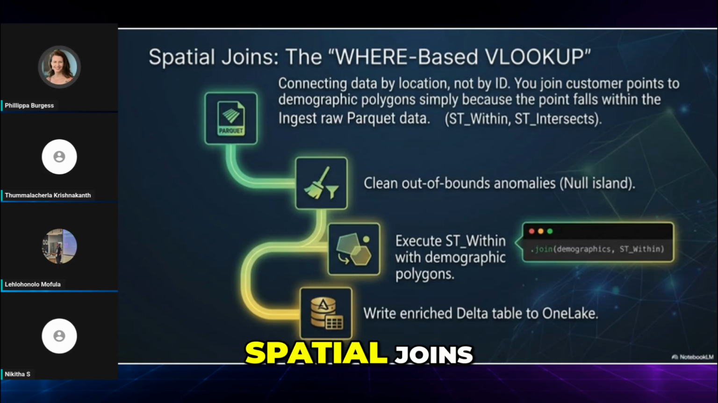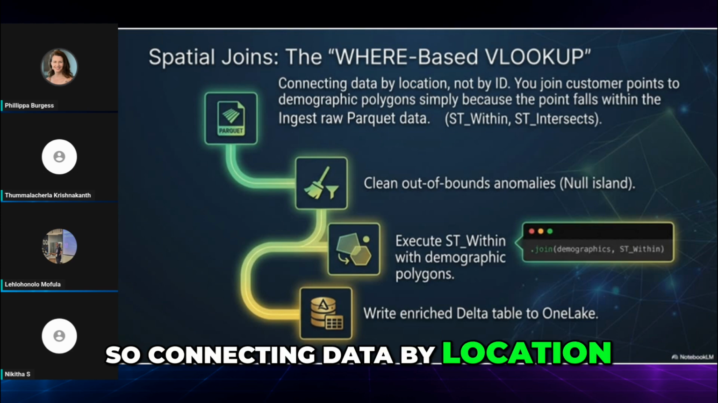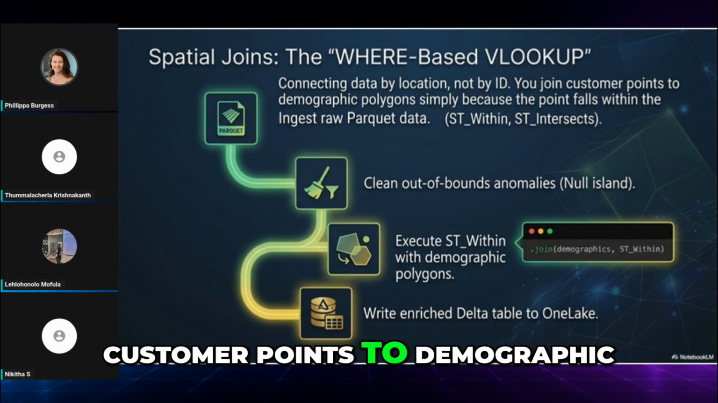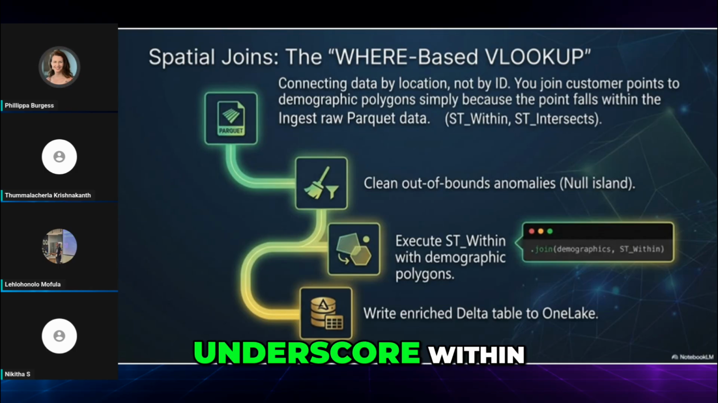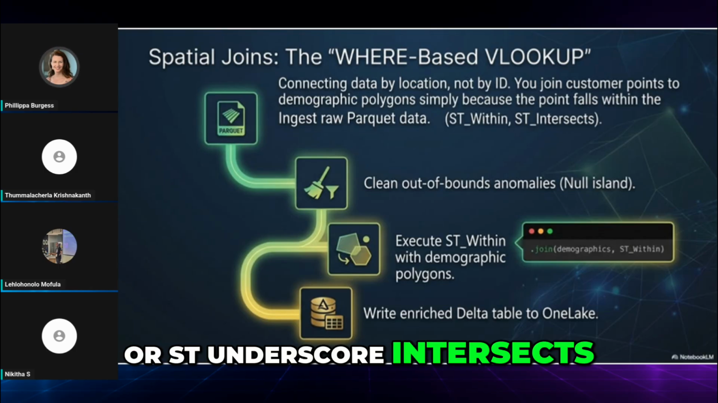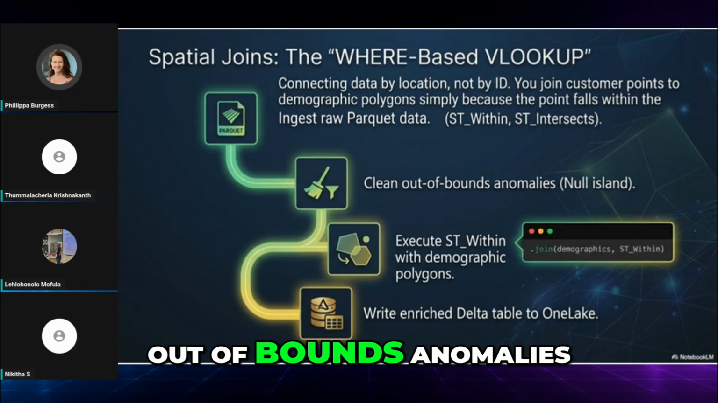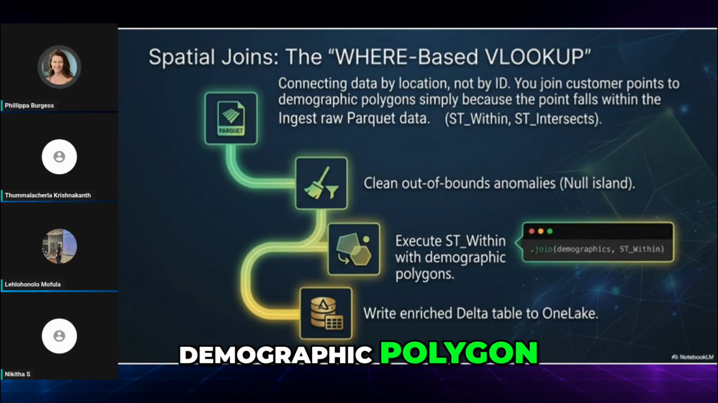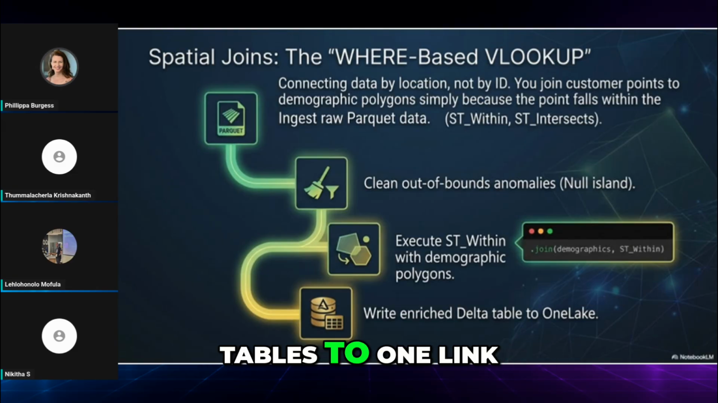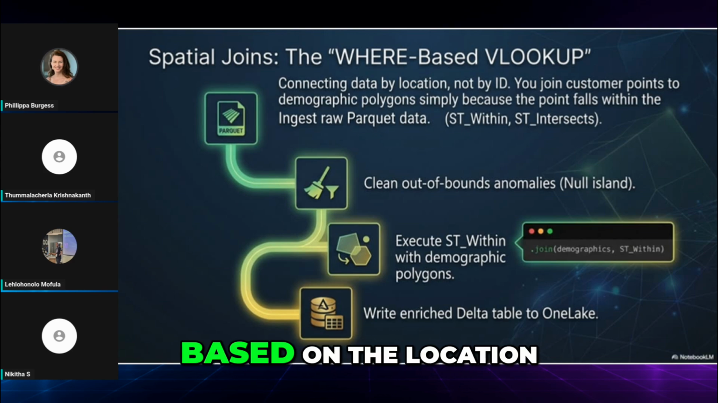And then you get to do spatial joins. The where-based join is the VLOOKUP, connecting data by location, not by ID. So you can join customer points to demographic polygons simply because the point falls within the polygon. You're looking at ST_Within or ST_Intersects. So you can clean out out-of-bounds anomalies, get rid of the nulls, execute ST_Within with a demographic polygon, and write enriched data tables to OneLake. This is how you are joining your data, and you're joining it based on the location.